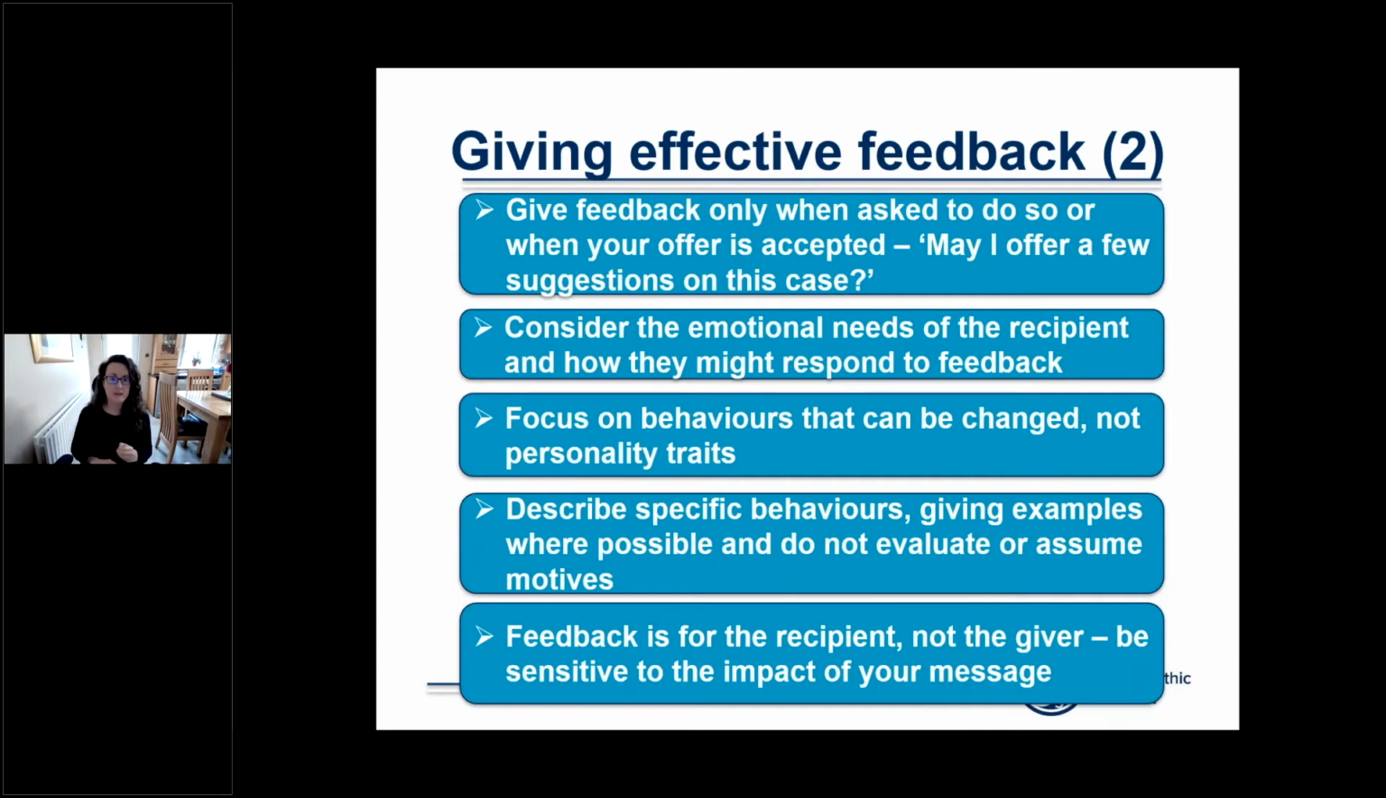Again, consider the emotional needs of the recipient. You may be very used to getting feedback, but the osteopath you're talking to may not be and may be feeling vulnerable. It is important to focus on behaviors that can be changed, not personality traits. You're going to hear me use the word specific over the next few slides. In order for feedback to be effective, it needs to be specific. Give examples where you can, and remember, feedback is for the recipient, not the giver. Again, be sensitive to the impact of your message.